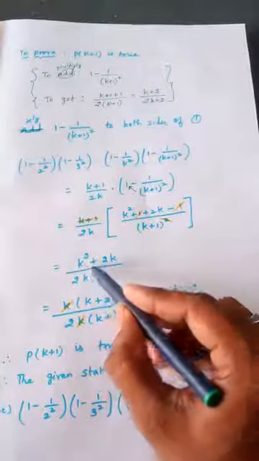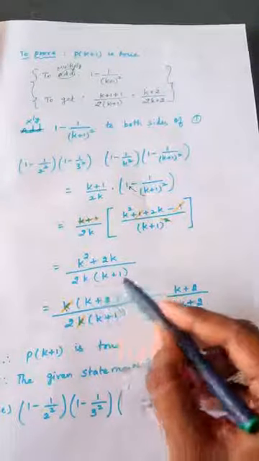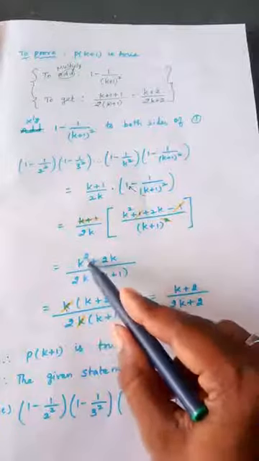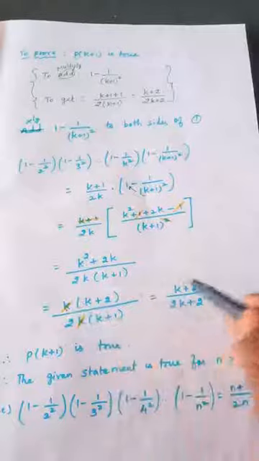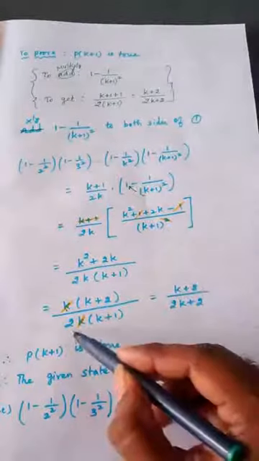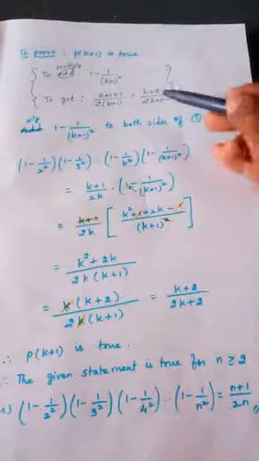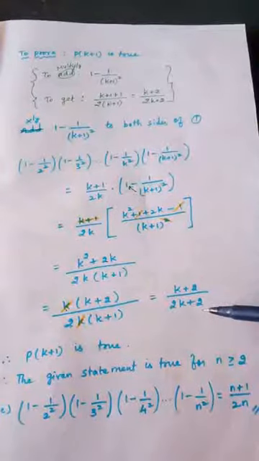Now taking common from the numerator, k is common, take it out. In the denominator, write as it is. So k gets cancelled. If k is taken out, k plus 2 will remain, right? K gets cancelled. So k plus 2, bringing this 2 inside, 2k plus 2. So that is the answer that we need to get, k plus 2 by 2k plus 2.